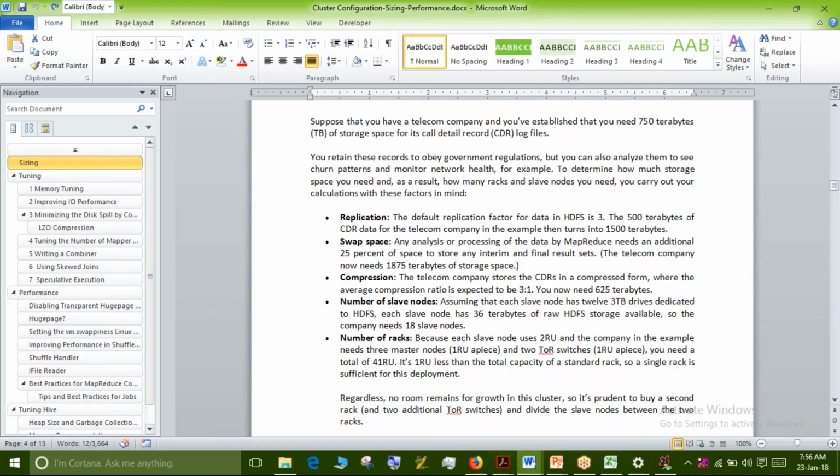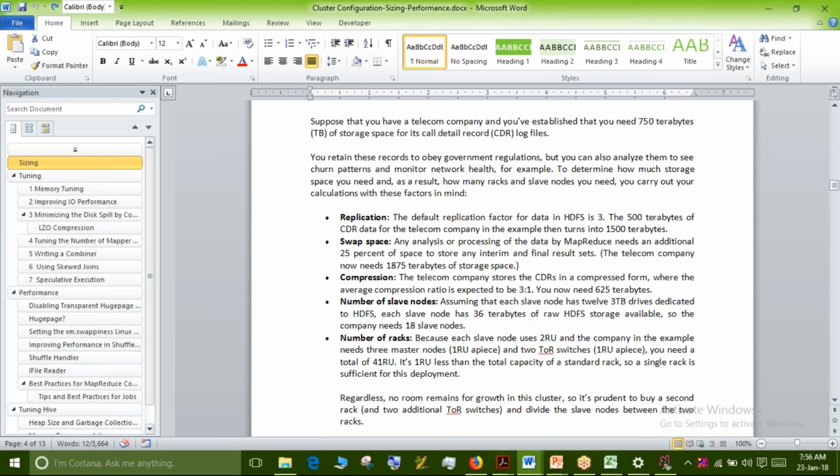Now coming back to this discussion, swap space. On every storage, I need swap space, because that is what lets me accommodate my MapReduce job execution, which is expected to be at least 25%, so that my processing will not be affected in any way.